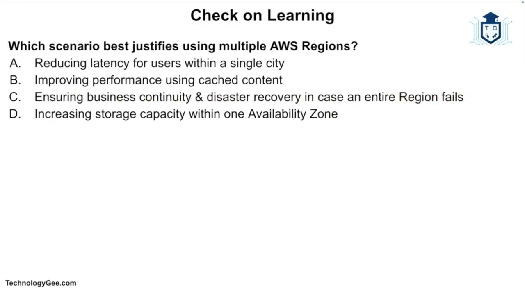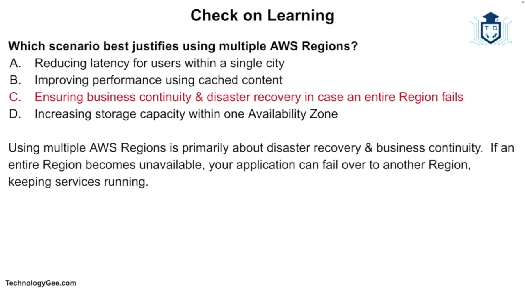And our final question is, which scenario best justifies using multiple AWS regions? Is it reducing latency for users within a single city? Is it improving performance using cache content? Is it ensuring business continuity and disaster recovery in case an entire region fails? Or is it increasing storage capacity within one availability zone?